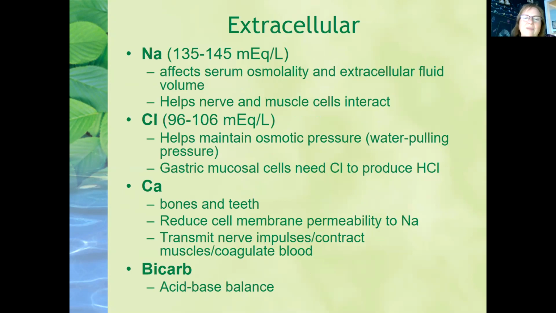Chloride, again, don't get hung up on the exact number, but here's your rough number, 96 to 106 milliequivalents per liter, and that helps to maintain your osmotic pressure, the pressure that helps to pull fluid one way or the other into a cell or outside of a cell. And really critical, we know that chloride is really critical for our gastric mucosa, so for our entire GI system within our stomach and even beyond, down through our intestines. Those cells need chloride to produce hydrochloric acid, right?